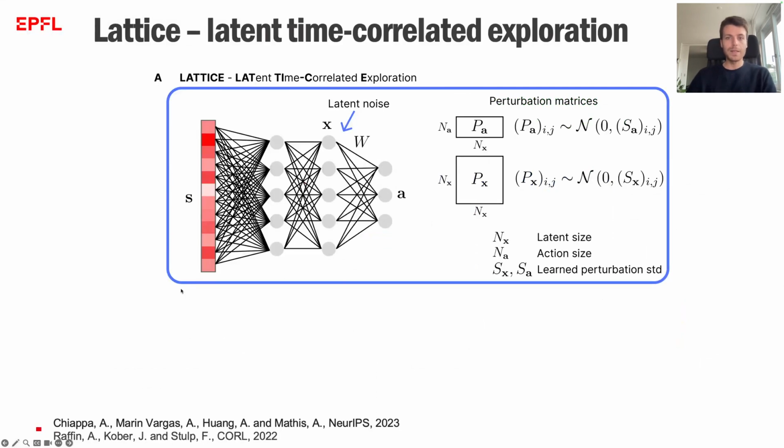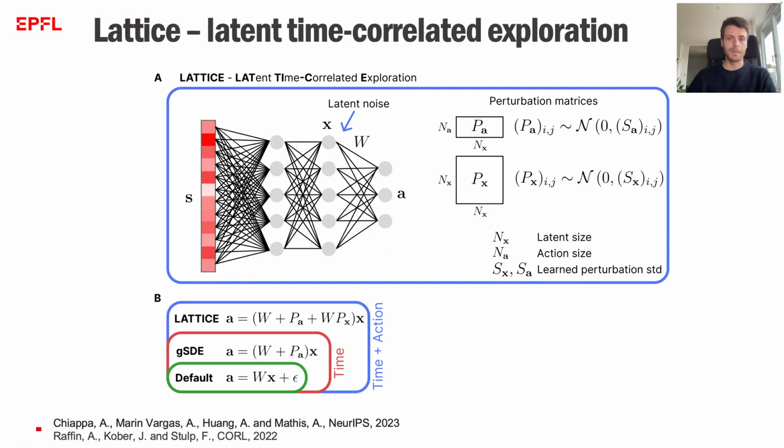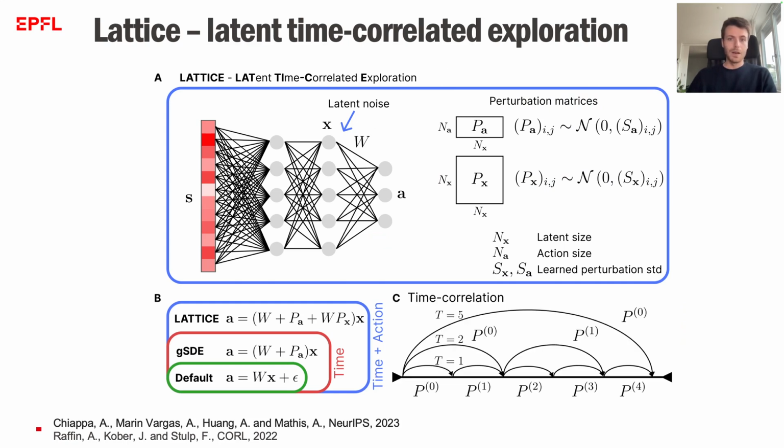In our work, we translated this idea into a novel exploration noise called Lattice, from Latent Time-Correlated Exploration. We extended previous work on state-dependent noise for reinforcement learning by introducing a state-dependent perturbation of the latent state. In this way, Lattice can perturb actuators in a coordinated manner through a full covariance matrix. Furthermore, it ensures time consistency by sampling the perturbation matrix only every n number of steps.